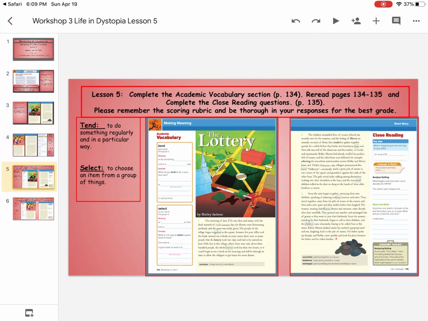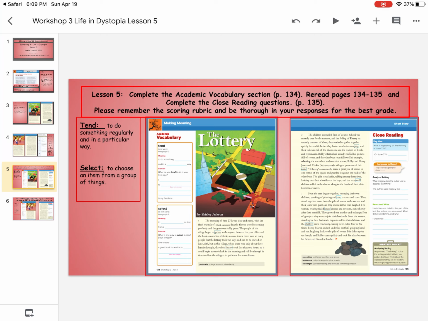Now I want you to look down in that little toolkit, the strategy toolkit. So again, as we read the lottery, you're going to notice the setting details that help you picture the town. So think about the expectations they set for readers. What might happen in such a place?